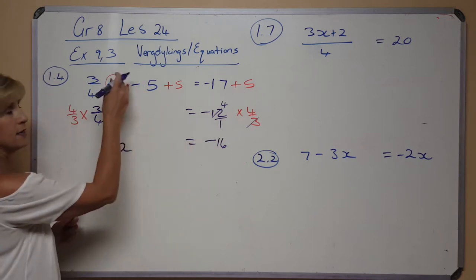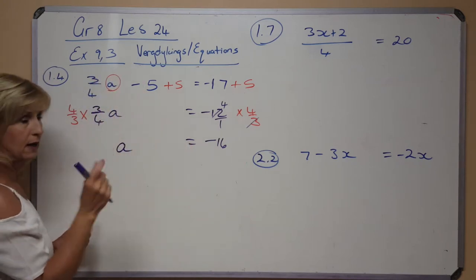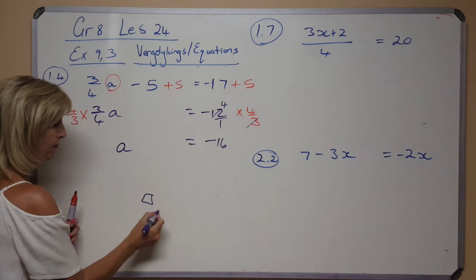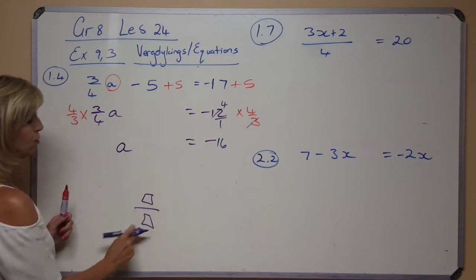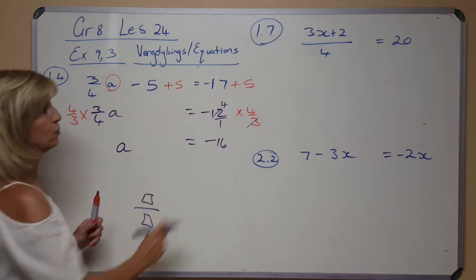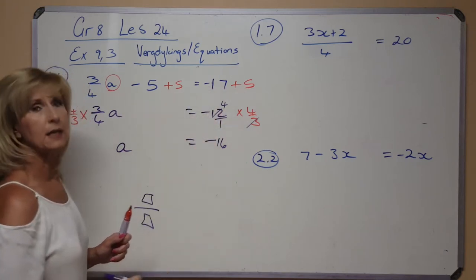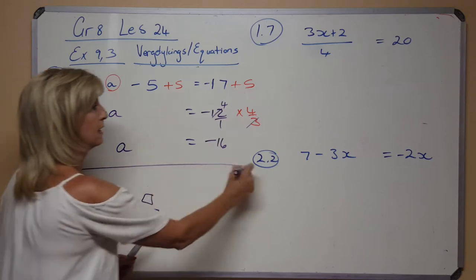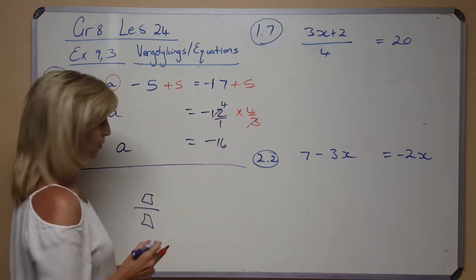And then you can also test. 3 quarters on your calculator, 3 quarters with that little A blocky thingy. 3 quarters times with negative 16 minus 5 equals. En kyk of die antwoord vir jou minus 17 gee dit gaan. Dan weet jy jou som is reg. You can always test yourself with an equation.